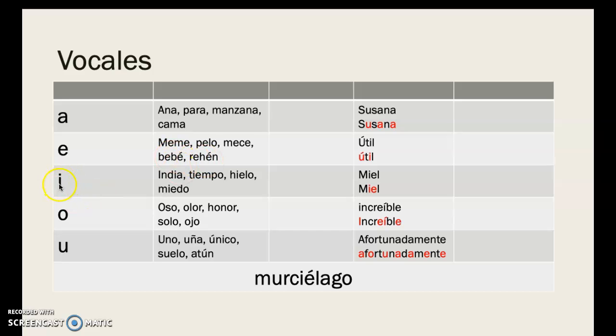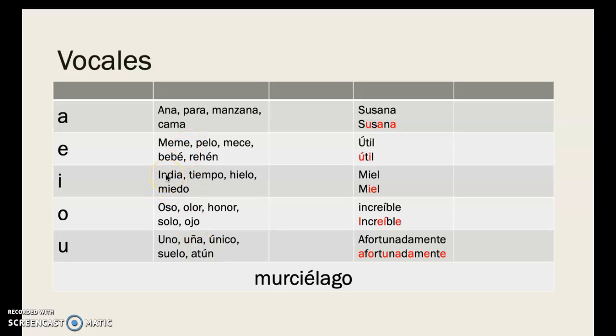And then letra I, India, tiempo, hielo, miedo. O, oso, olor, honor, solo, ojo. U, uno, uña, único, suelo, atún.